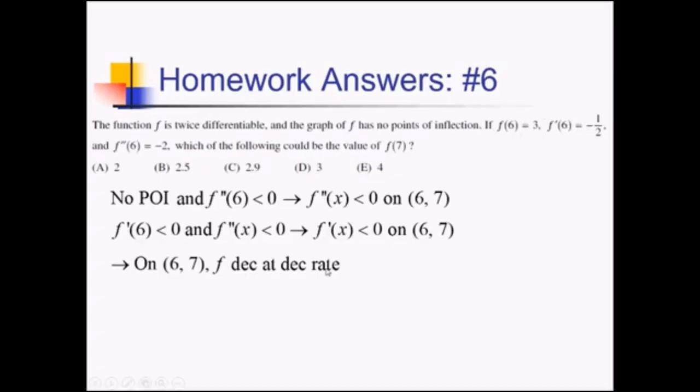Because we're decreasing at a decreasing rate, though, we're actually going to get a number that's even smaller than that, goes down by more than 1/2. So f of 7 is going to have to be less than 3 minus 1/2, which is to say less than 2.5. The only answer choice that's less than 2.5 is A, 2, so that's what we have to pick.